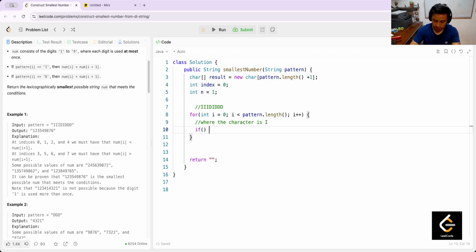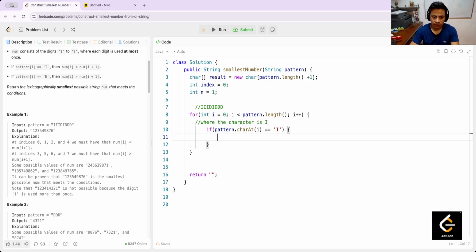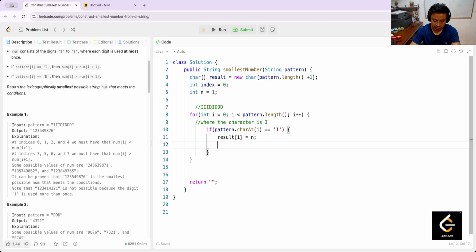Case I equal this. I. Okay, this is result equal is increase. Else where is D.